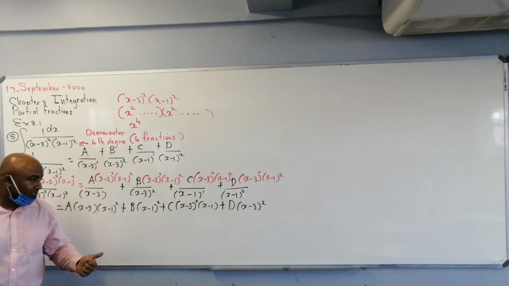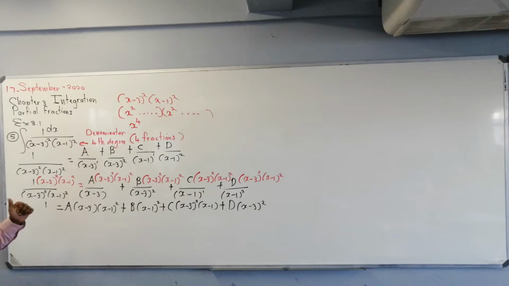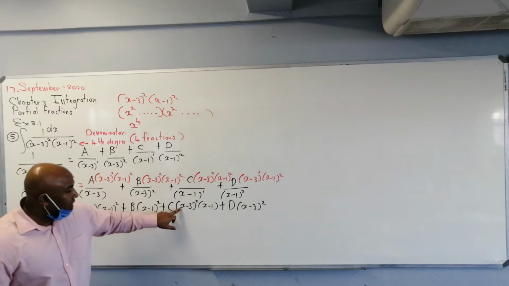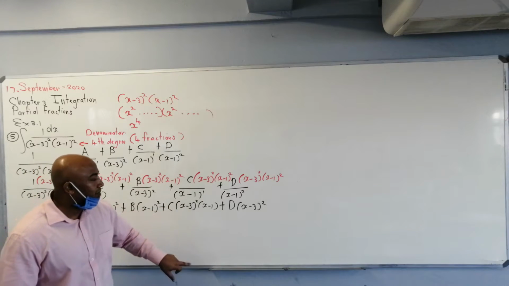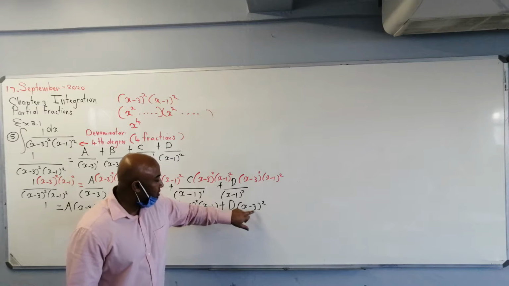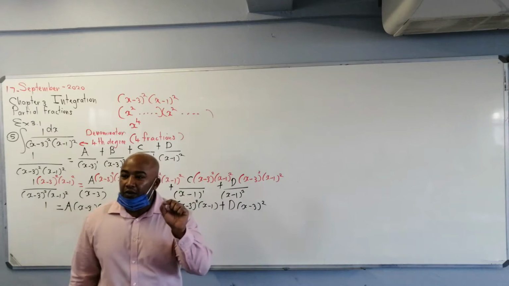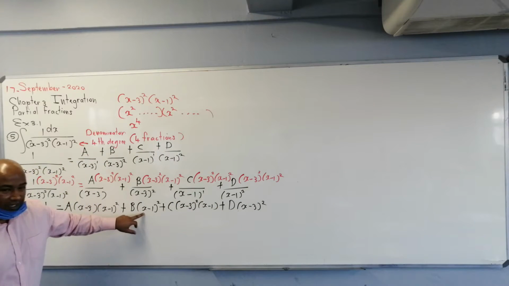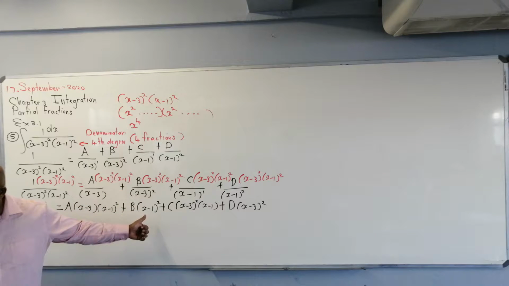Now what do I mean by that? I mean that if I substitute x is equal to 3, that means 3 minus 3 will give me 0. So A will be eliminated. 3 minus 3 is 0. C will be eliminated. 3 minus 3 is 0. D will be eliminated. Then I will only be left with this one. And I can work out the value of B.